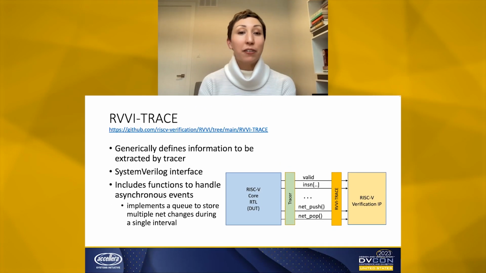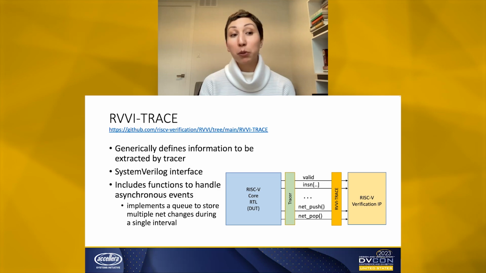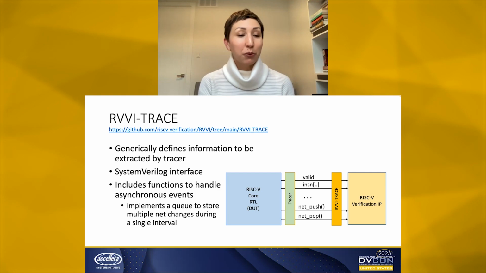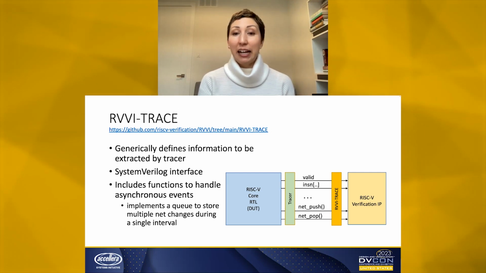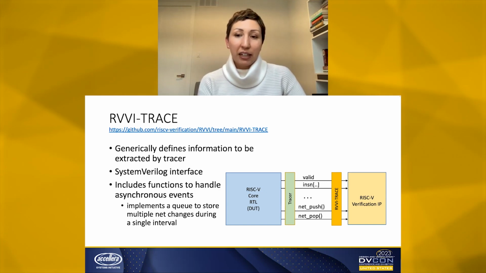RVVI trace defines the information that a piece of RISC-V verification IP needs in order to check the proper behavior of the processor under test. The information needs to be extracted by a tracer, which we've talked about in the previous slides. And a tracer itself is not part of RVVI. Its implementation is dependent on the RISC-V core.